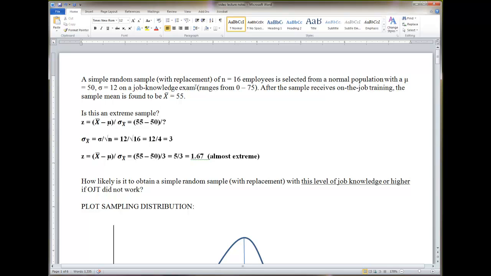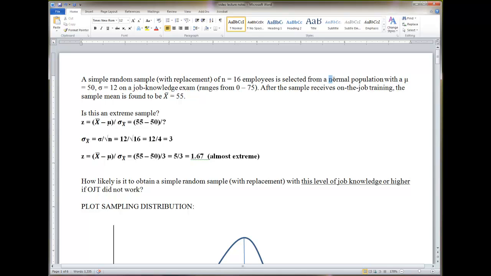A simple random sample with replacement of 16 employees is selected from a normally distributed population, and in the population the mean is 50 and the standard deviation is 12 on a job knowledge exam. The scores on the job knowledge exam range from 0 to 75, with 75 being the highest score possible, the most amount of knowledge on that exam.